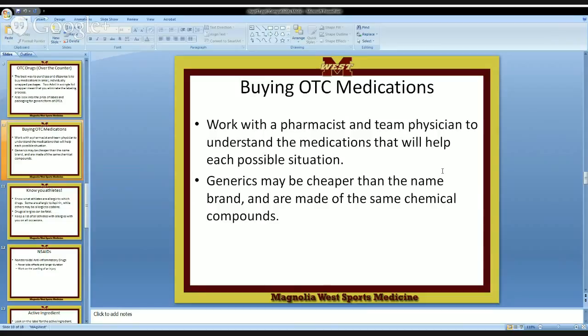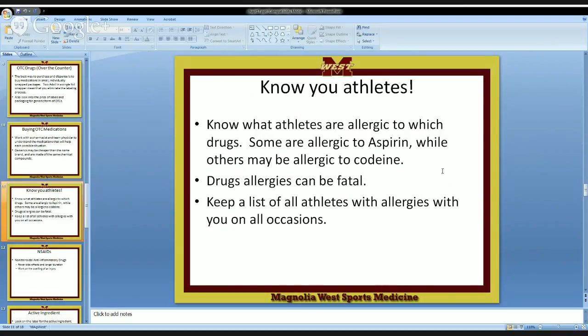Generics may be cheaper than name brand. Also, we just said that generics are cheaper, but they're the same.